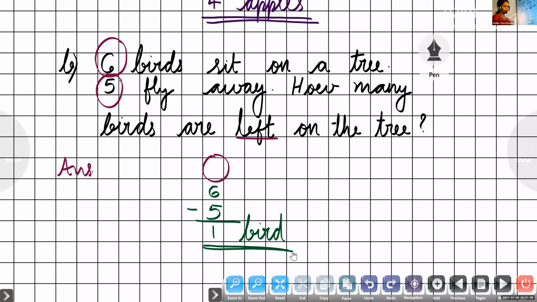6 birds sit on a tree. Five fly away. How many birds are left on the tree? Only one bird.